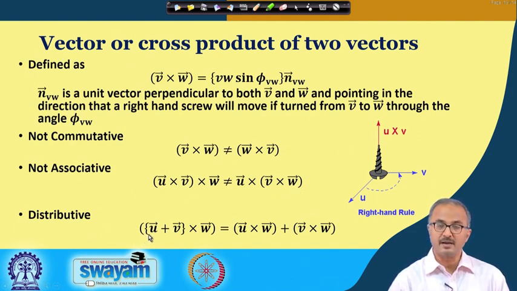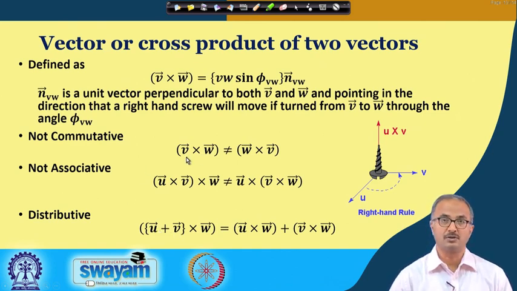Distributive, yes, we can find that (u plus v) cross w is the same as u cross w plus v cross w. Here you should be aware that if you put w at the front, then it will not be the same, because w cross u, w cross v, and you find that w cross u is not equal to u cross w. So if you keep it at the front, they will not be the same.